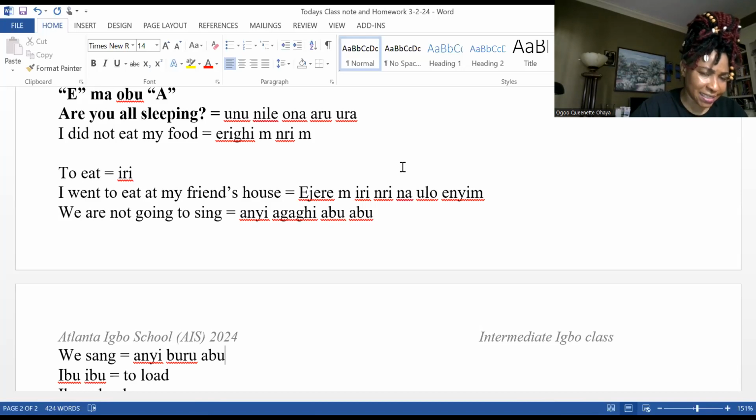Now, another thing is this event is coming up. If you know that you're coming to the event June 8th, you need to let me know, and then tell me what you are planning to present in Igbo when you come. If you are not coming, I need to know as well, because we are going to air it. We're going to maybe use YouTube or maybe Facebook.